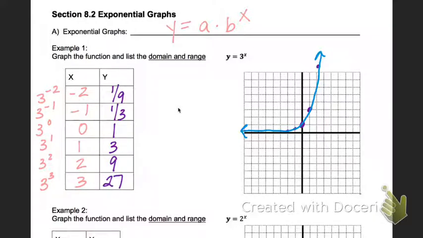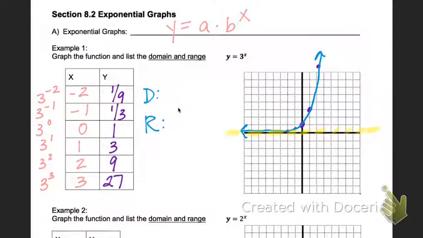So where do you think there's an asymptote? What's it approaching? The line is getting closer, on the left side, to what? 0, because it's 1/9. If I had -3, what would that be? 1/27. So it's getting very close to 0. So I've got an asymptote at y equals 0.